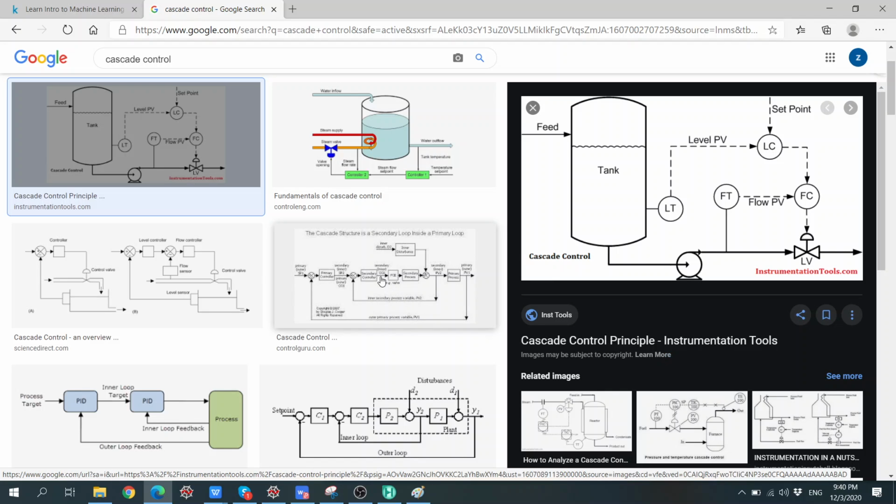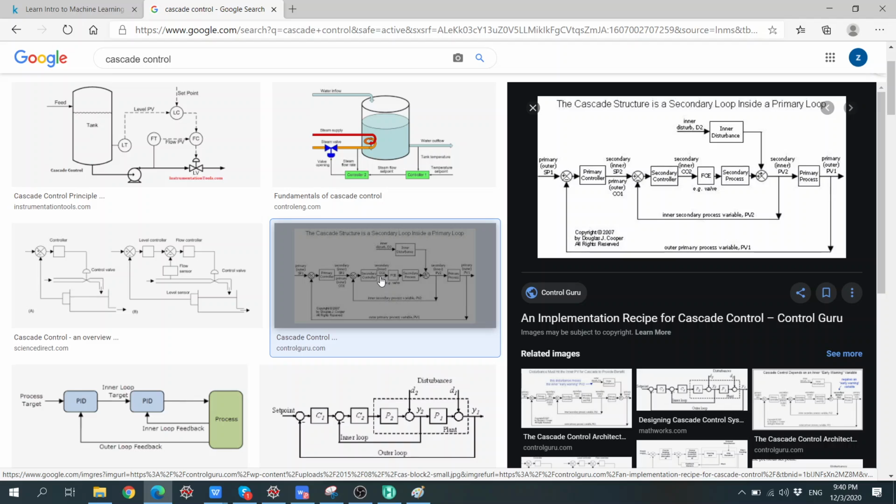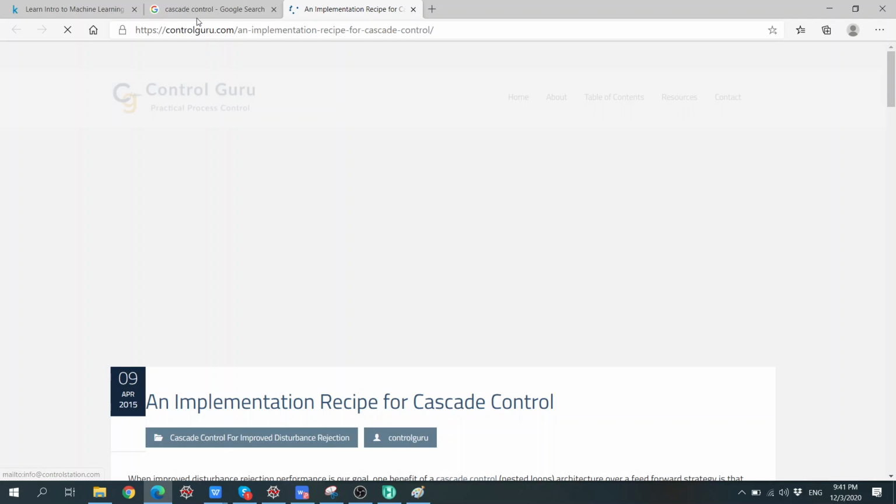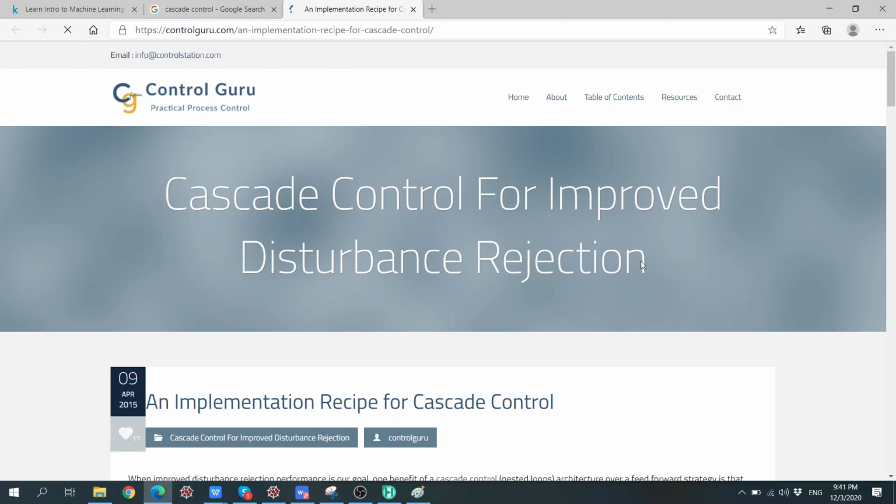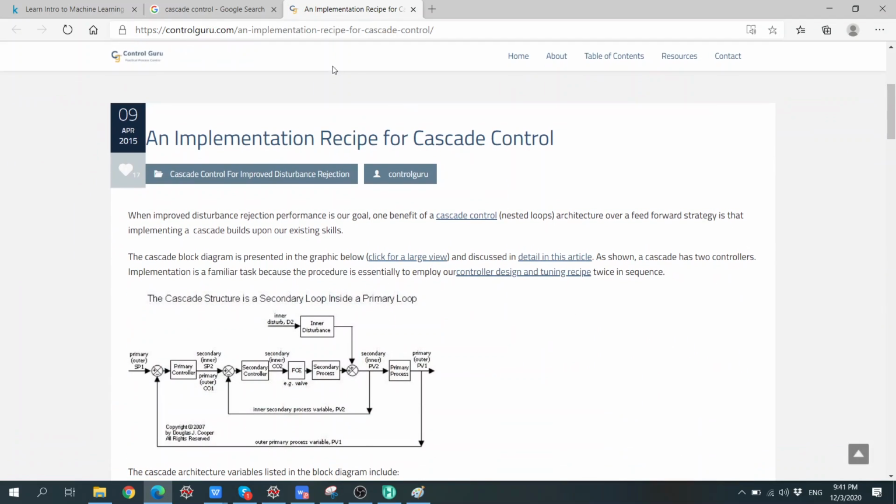In terms of control, I can suggest this website, controlguru.com, because I also refer to this website every now and then, just to get a refresher or some more knowledge or input. So this Control Guru, you can Google this.